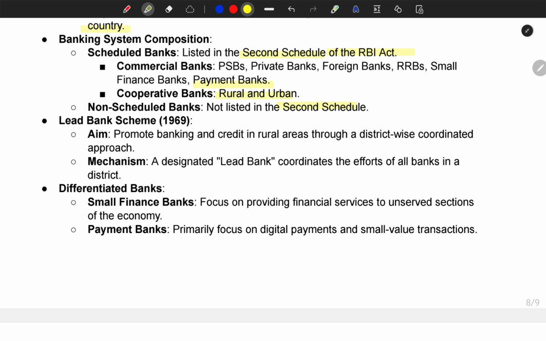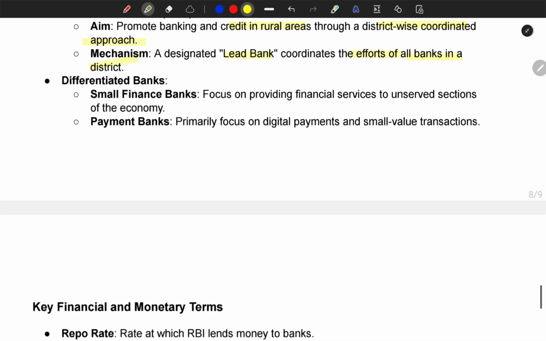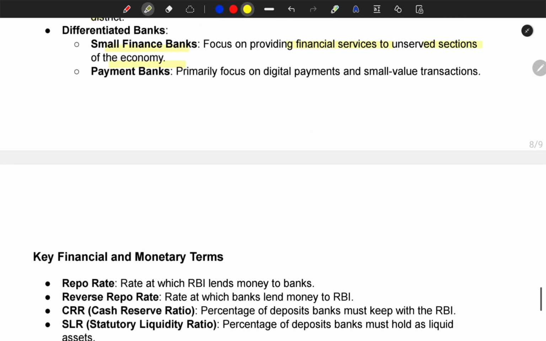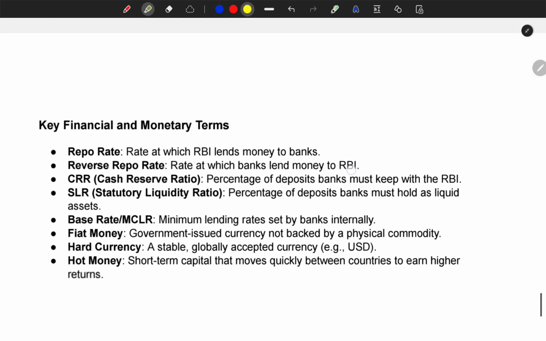Lead Bank Scheme 1969: promotes banking and credit in rural areas through a district-wise coordinated approach. A designated lead bank coordinates the efforts of all banks in a district. Differentiated banks: small finance banks focus on providing financial services to unserved sections of the economy. Payment banks primarily focus on digital payments and small value transactions.